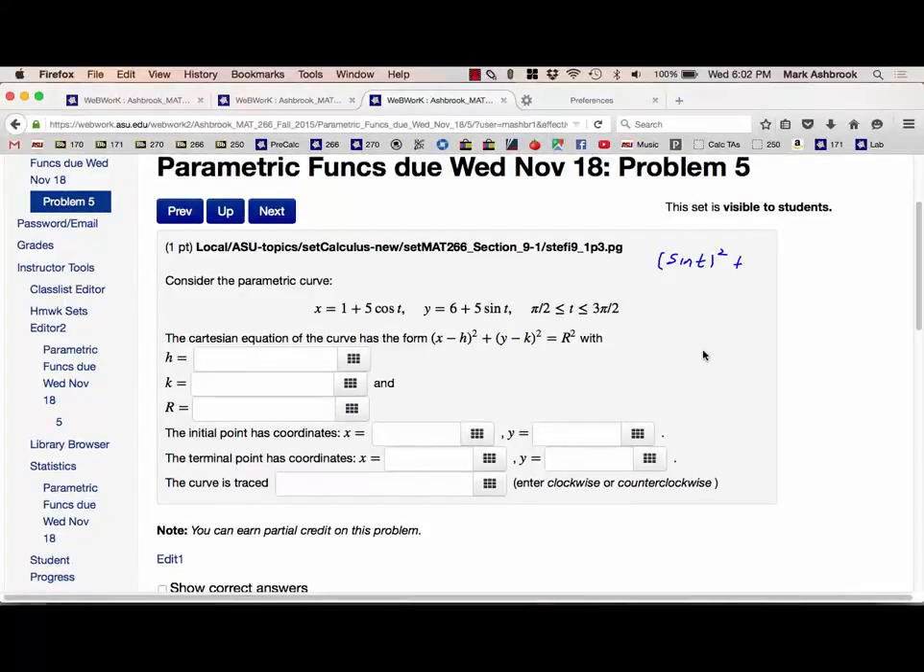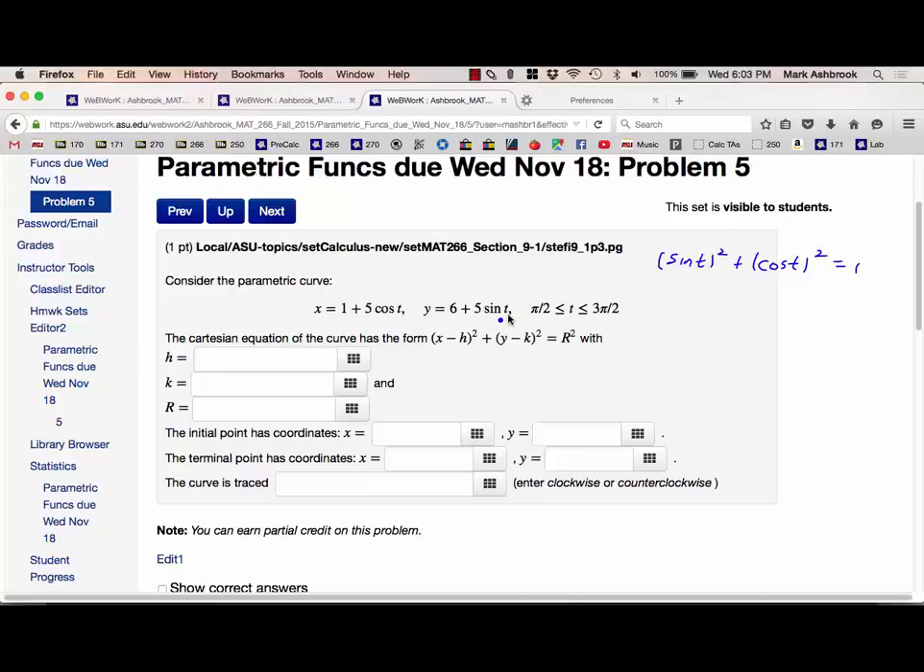Okay, we know that sine squared t plus cosine squared t equals 1. And we're going to use that to eliminate t. We don't want to solve one of these for t and plug it back into this, because then it'll involve inverse trig functions and it'll be ugly. So we use the Pythagorean identity in cases like this.